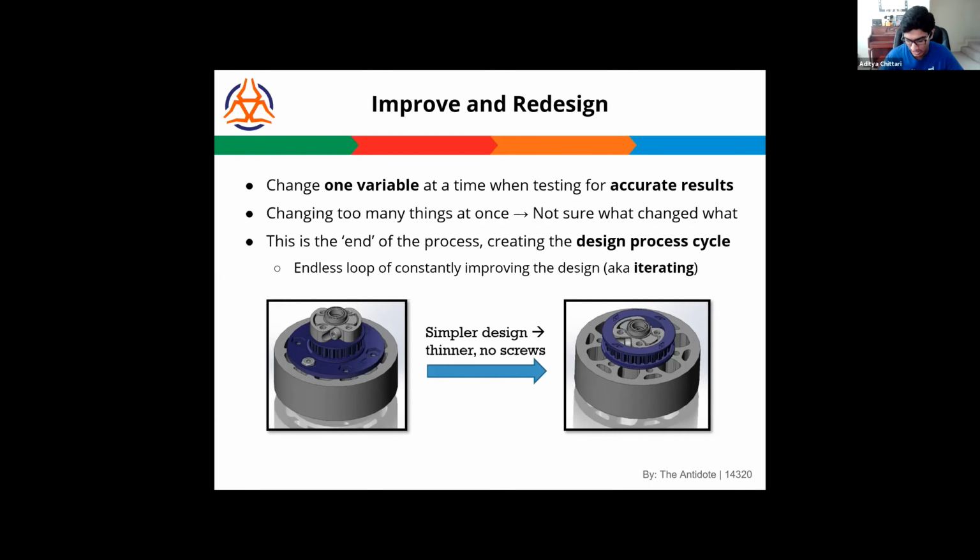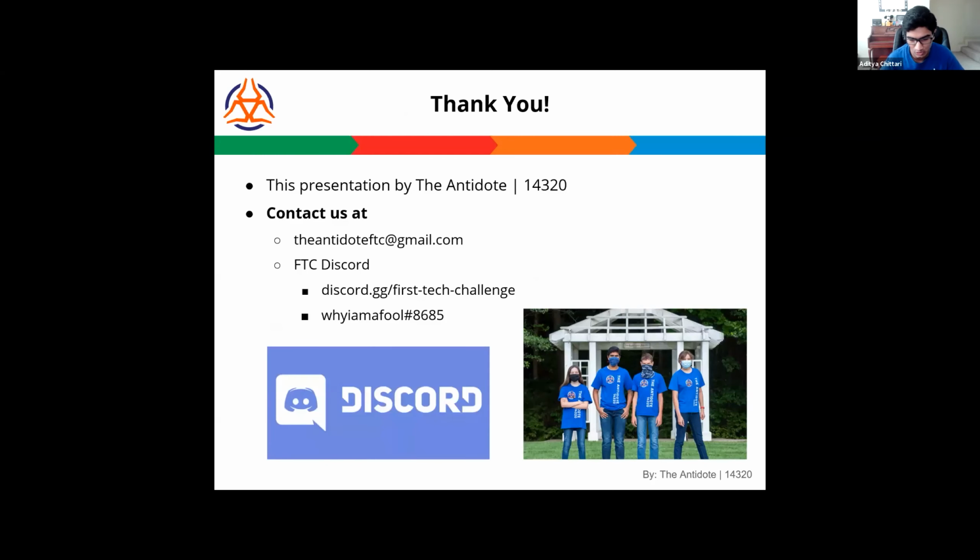That about wraps up our presentation for today. Kind of short, but it's pretty easy to come up with an engineering design process for your team and just go through it step by step as you build your robot. If you have any questions, I'd love to answer them right now, or you can shoot us an email at theantidoteftc@gmail.com.